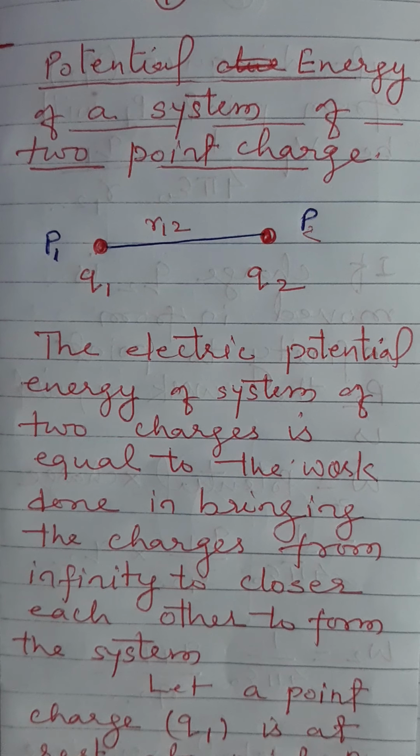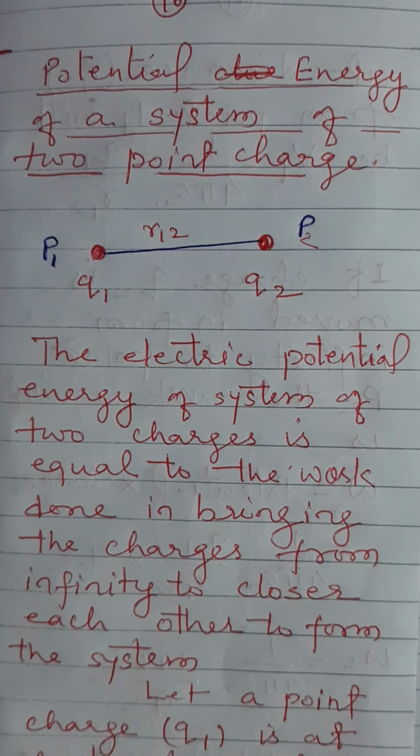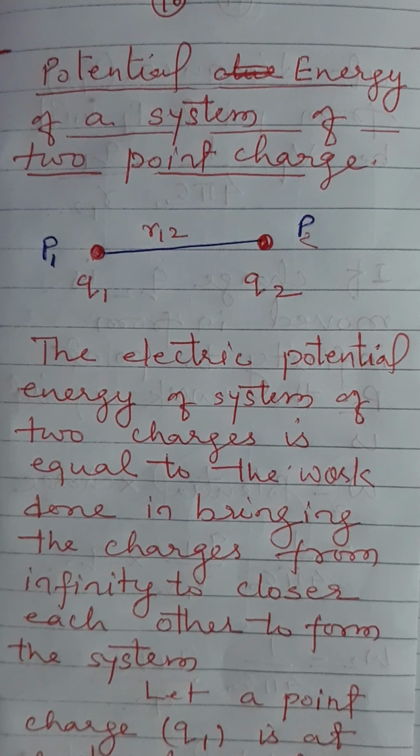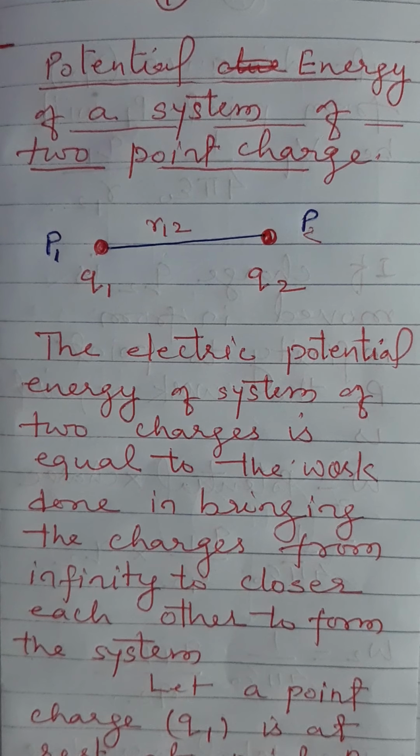Now our last topic is the potential energy of a system of two point charges. It means there is a system made by two point charges, Q1 and Q2. The electric potential energy of a system of two point charges is equal to the work done in bringing the charges from infinity closer to each other to form the system.